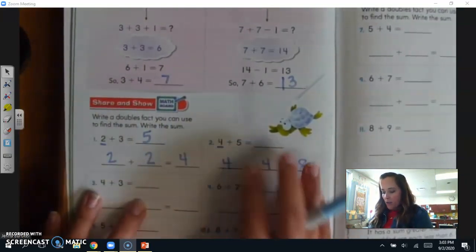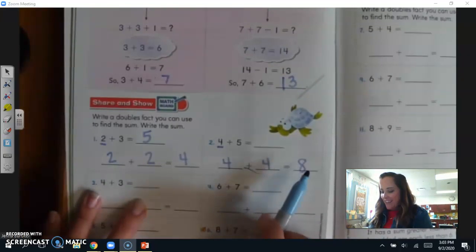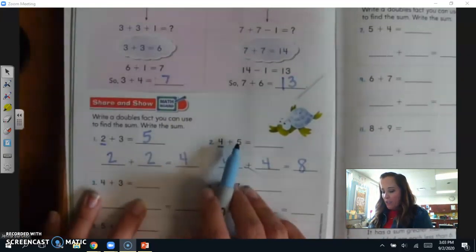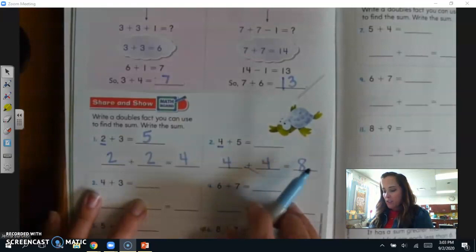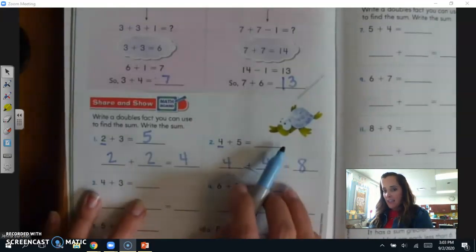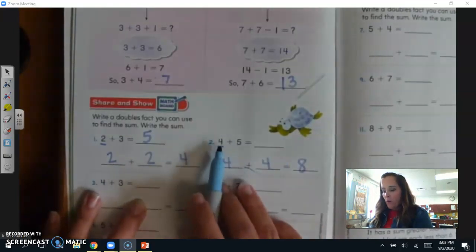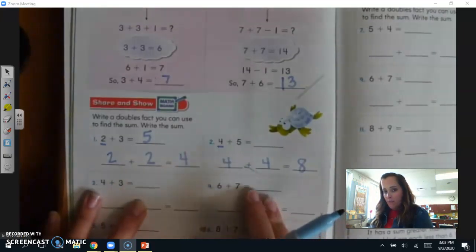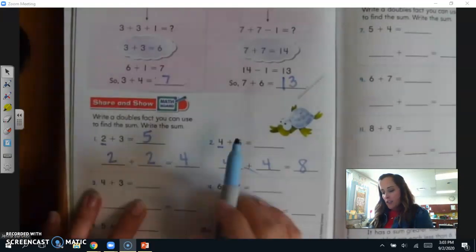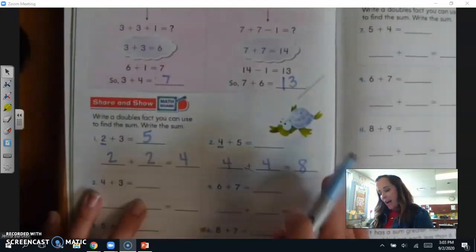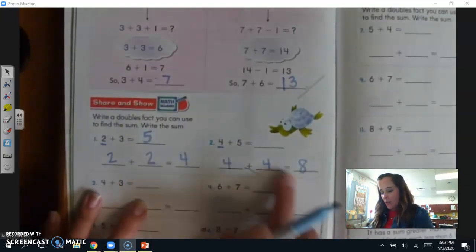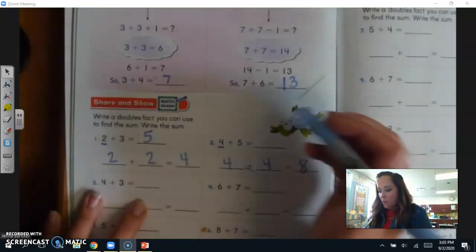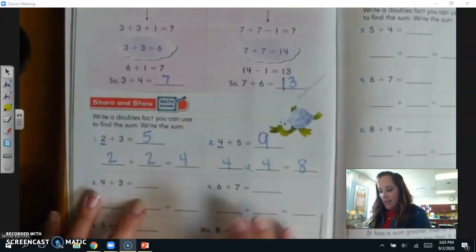And then I have to think in my head, okay, here we have 4, here we have 5. I need to either add 1 or subtract 1 from this 8 to get this answer. Is 4 bigger or smaller than 5? Smaller. So since this is smaller, we have to add 1 more to this 8 to get the correct answer. So 8 plus 1 equals 9.